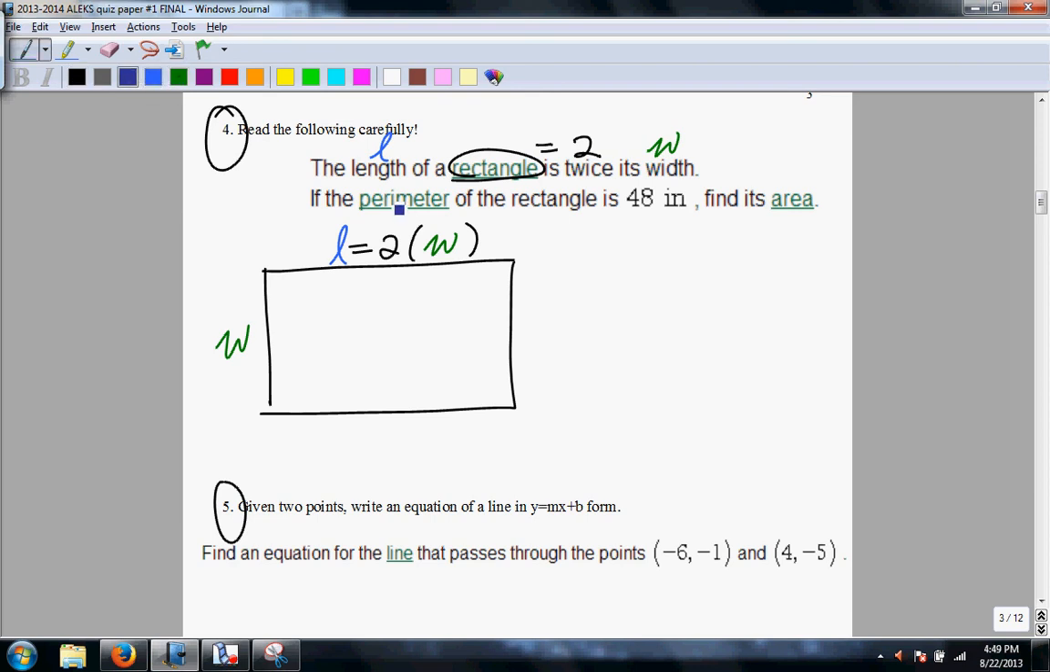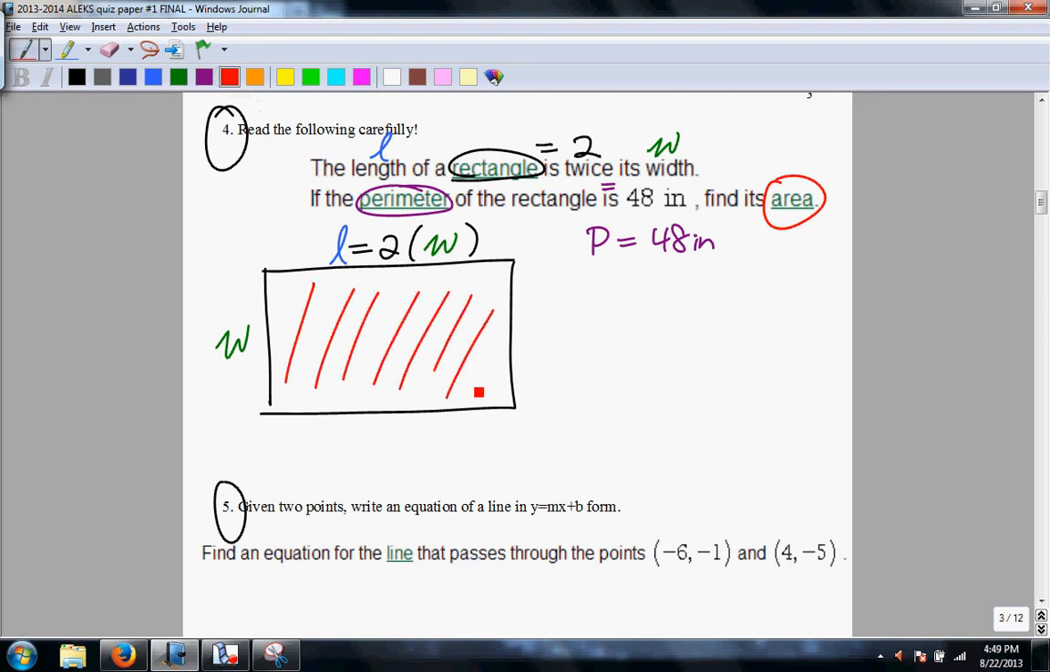Then the actual perimeter here, the perimeter is 48. So I write P equals 48 inches. Our goal is to find its area. So this would be area.